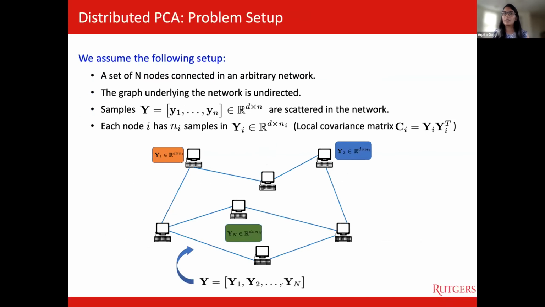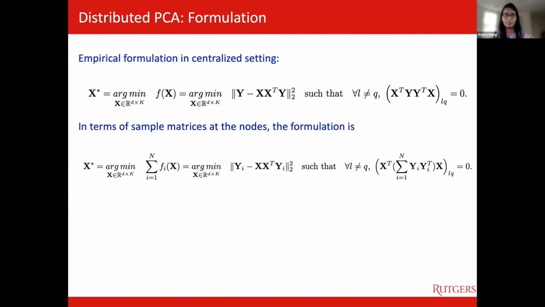So what's the distributed setup that we are assuming? We assume that we have a connected network of n nodes. It's not fully connected, but it's connected: there's a path from every node to every other node. I also assume that the underlying graph is undirected, and each node has some samples. Y is the set of total samples in the network, and each node has some samples N_i, such that the summation of N_i is equal to N. So this is the setup that we have.